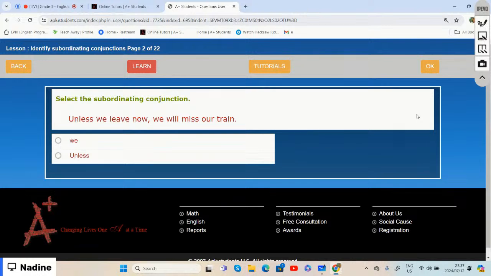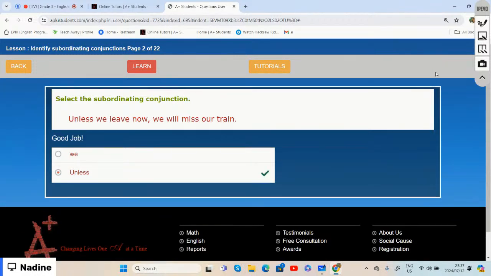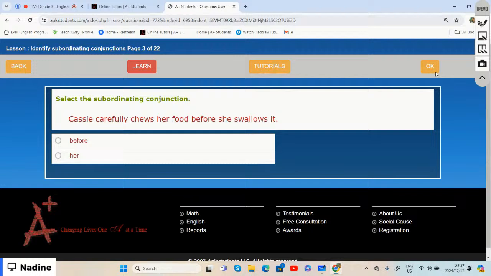We need to select the subordinating conjunction. It says, unless we leave now, we will miss our train. And if we were to choose the correct subordinating conjunction, we will say it is unless. All right, so yes, well done.